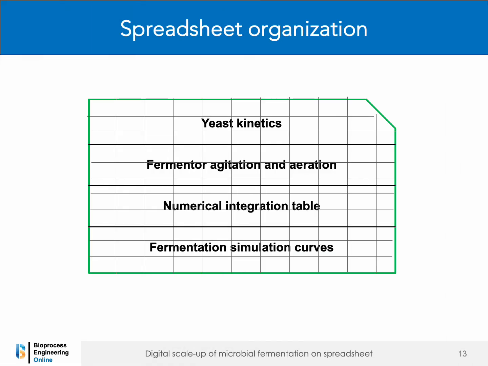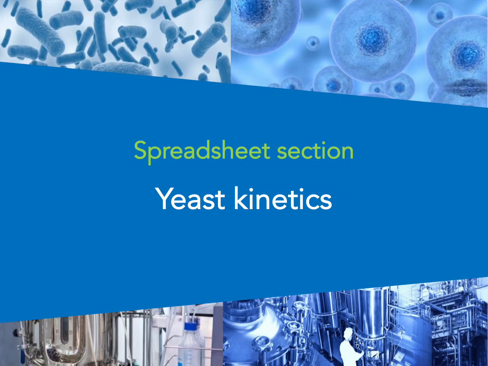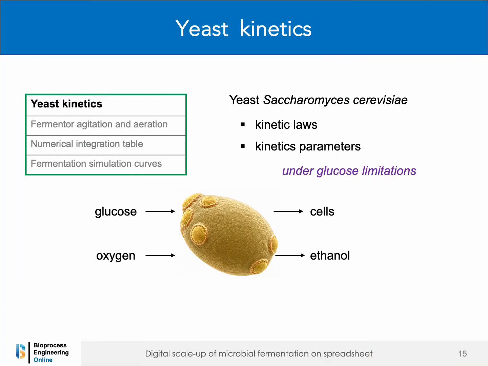In this tutorial, I present a spreadsheet-based approach to build a simulation model of yeast fed batch fermentation in an industrial fermenter. We will examine the four sections of the spreadsheet in sequence: yeast kinetics, fermenter agitation and aeration, numerical integration table, and fermentation simulation curves. The first spreadsheet section defines the kinetics of the yeast strain Saccharomyces cerevisiae used in the process. In this section, you specify the kinetic laws and associated parameters governing yeast growth and metabolism.